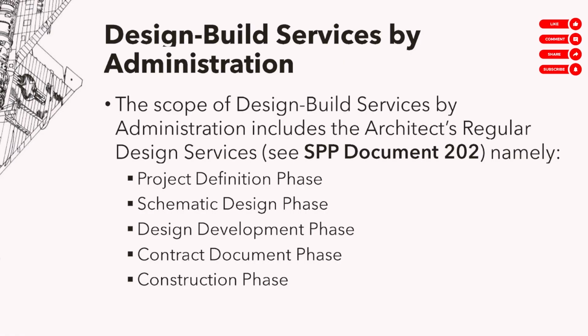May nawalang phase. Okay. I don't know if you noticed it right away. We don't have time for you. I can't wait for your answer. But the correct answer is the missing phase is the bidding phase. So SPP 202, yung number 5 is bidding.